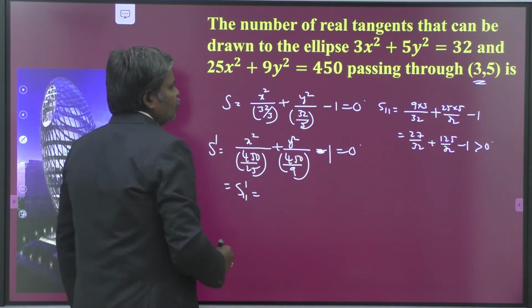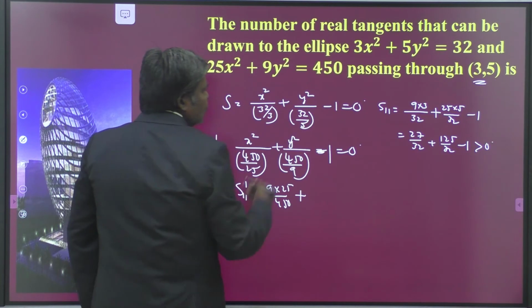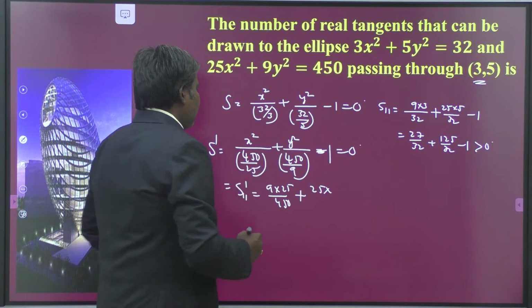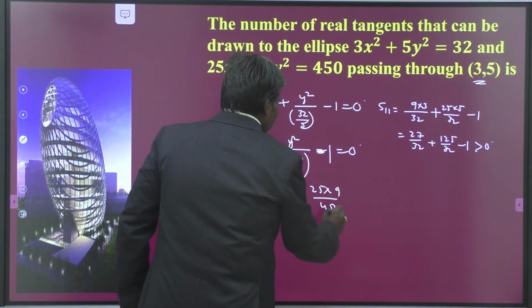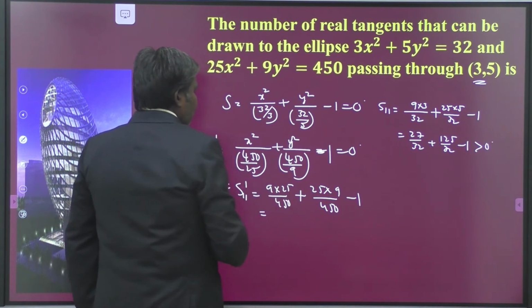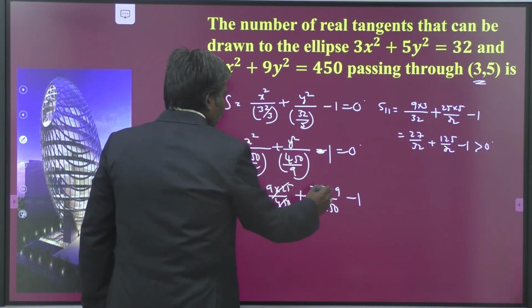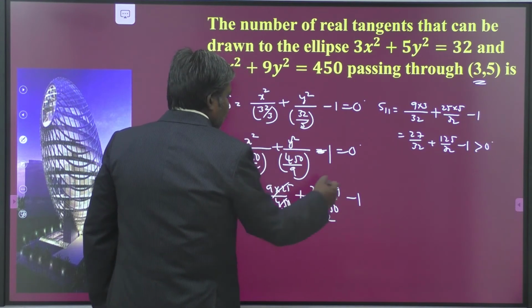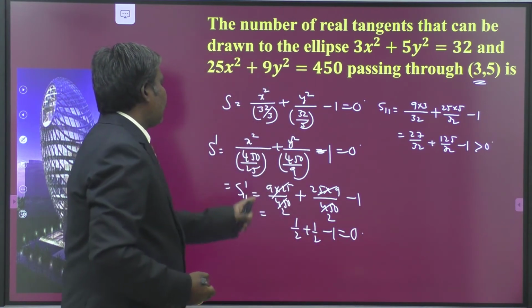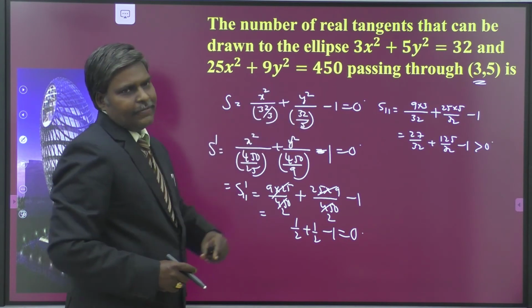S11 dash is equal to 9 into 25 by 450 plus y square 25 into 5 5s are 25 into 9 by 450 minus 1. That is how much? 9 25s is nothing but 225. 225 2s are 450. This is also 1 by 2 plus 1 by 2 minus 1, that is 0. So the point lies on the second ellipse and the point is outside the first ellipse.